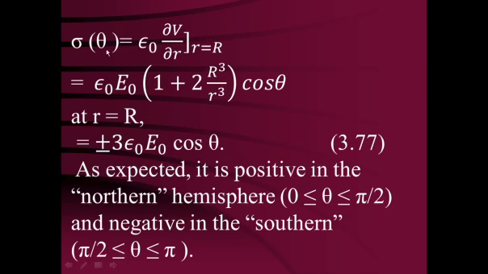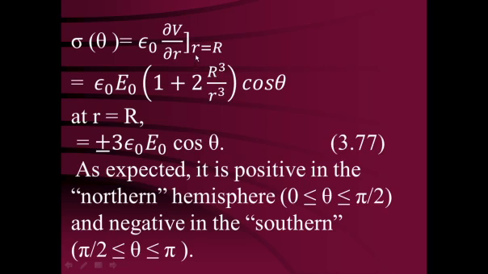So sigma as a function of theta is equal to minus epsilon 0 del V upon del R at r equal to R. The minus sign gets cancelled out, so it is going to be positive: epsilon 0 E0 times 1 plus... Here the differentiation of r was 1, and for the r cube upon r square term, that is 1 upon small r square, the differentiation is minus 2 r cube upon small r cube. Since previously there was a minus sign, this becomes a plus sign, times cos theta.